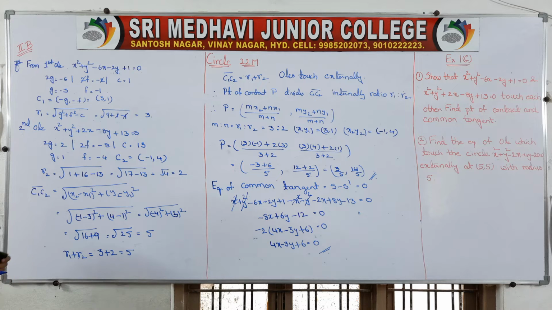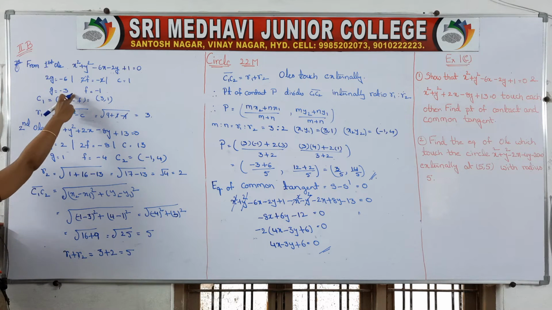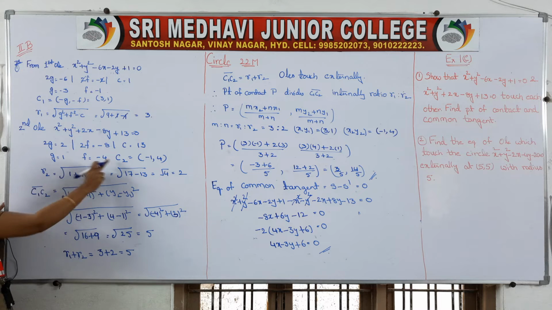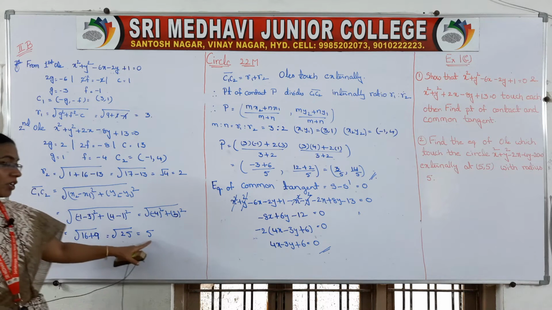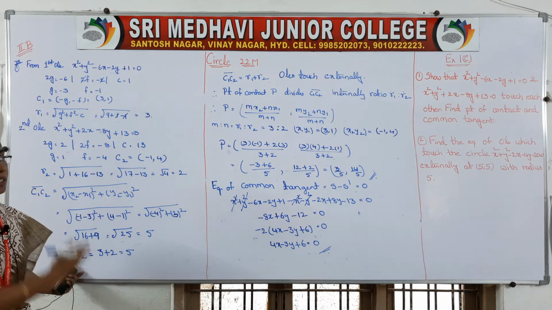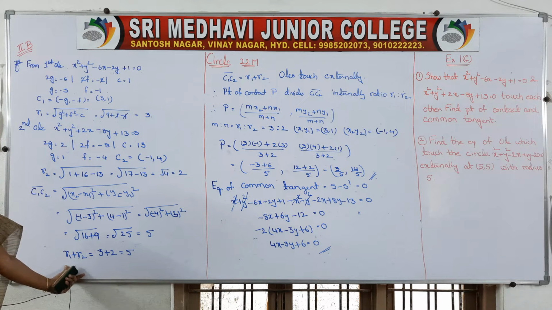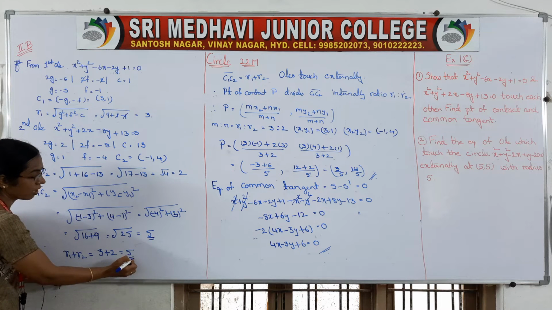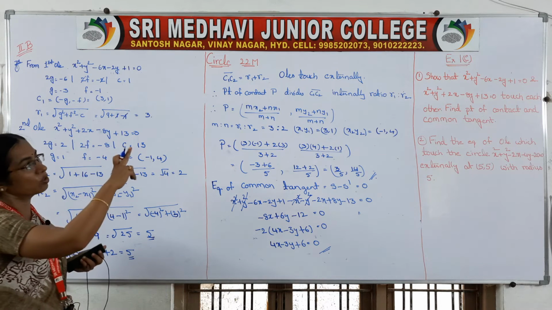Very important question for 7 marks. Very simple. First take the first circle, find out the center and radius. Take the second circle, find out the center and radius. Once we have the centers and radii, find the distance between C1 and C2, and we got C1C2 as 5. Now you take R1 plus R2. The question is to show that these circles touch each other, so there are conditions we have to check. We got C1C2 as 5 and R1 plus R2 also 5. So C1C2 is equal to R1 plus R2.